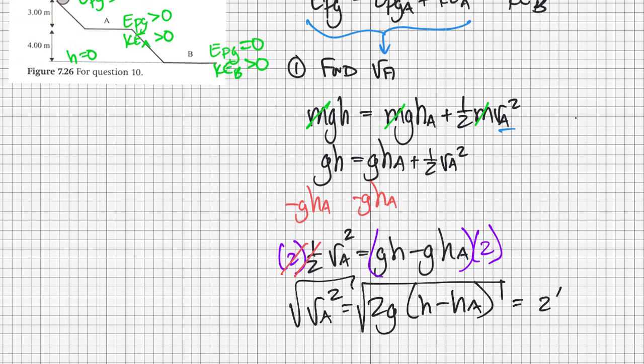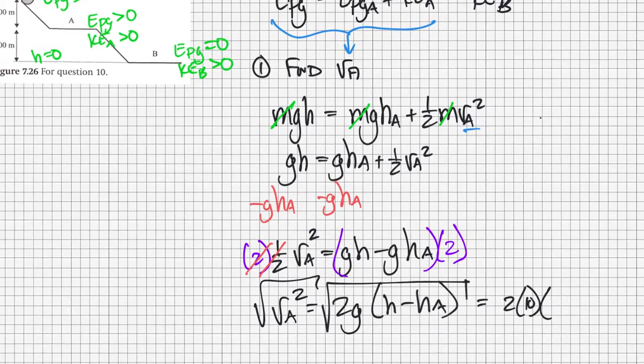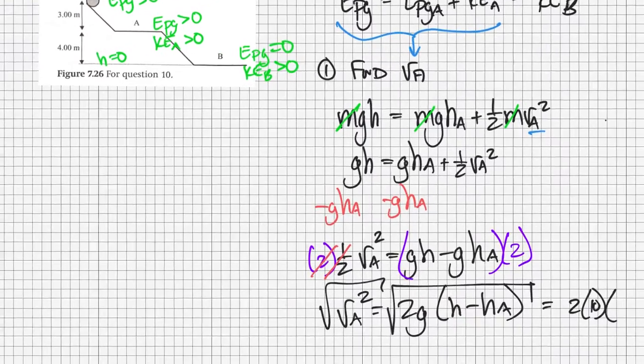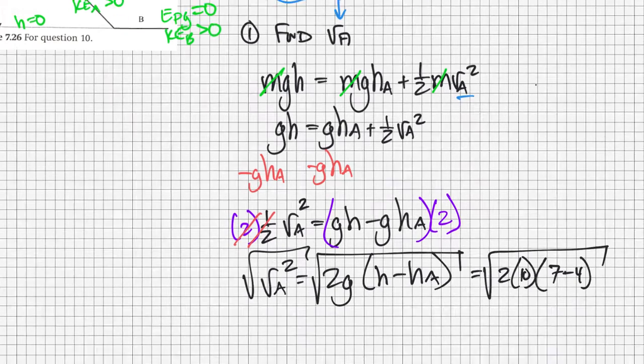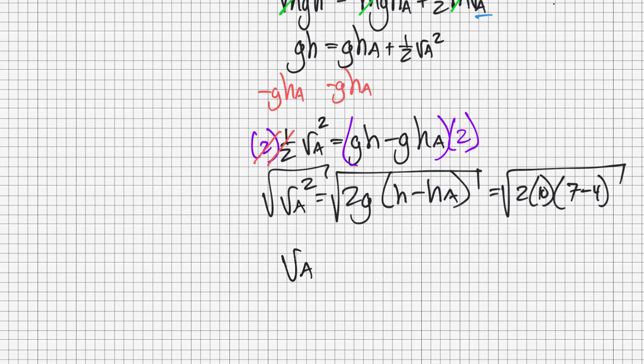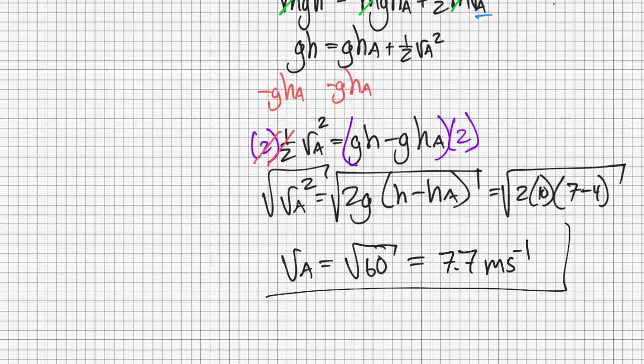So that's going to equal 2 times 10. My height is 7, and then 4. So 7 minus 4. Square root. So v A is the square root of, what is that? 3 times 10 is 30, 60. Square root of 60, which is 7.7 meters per second. So that's the velocity at A.